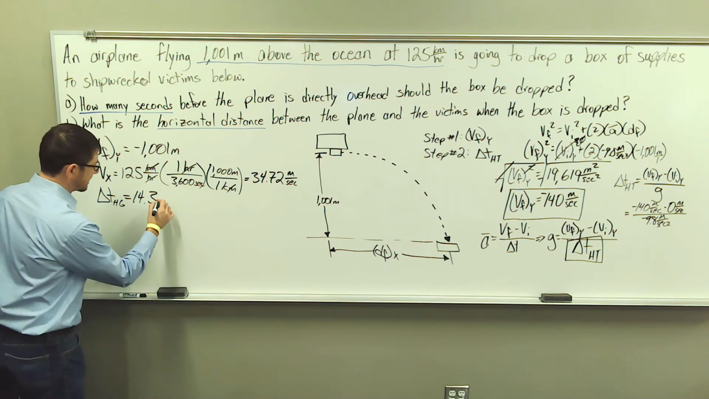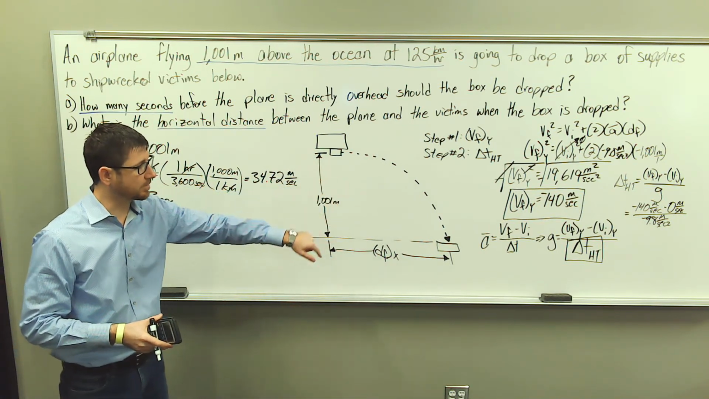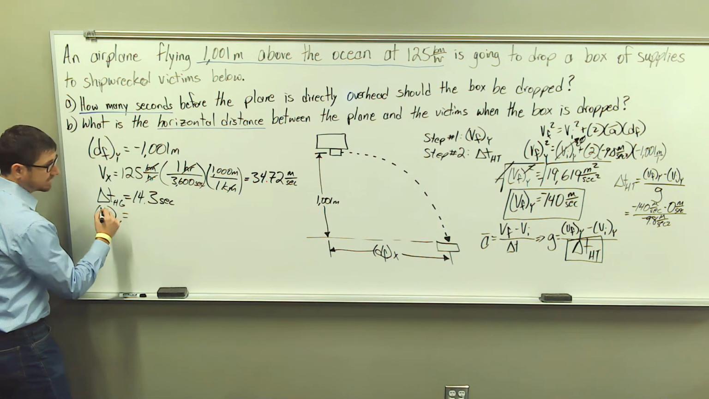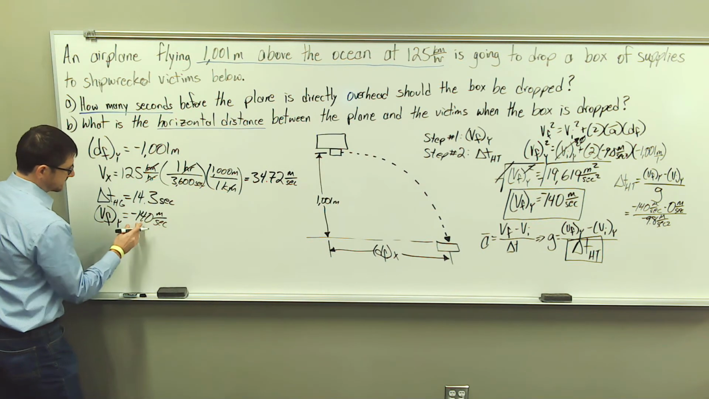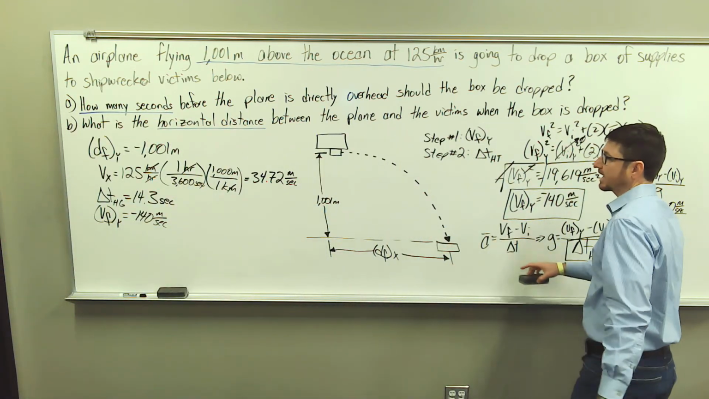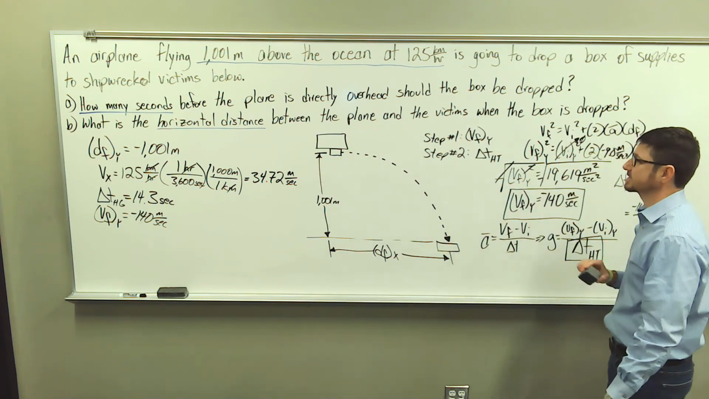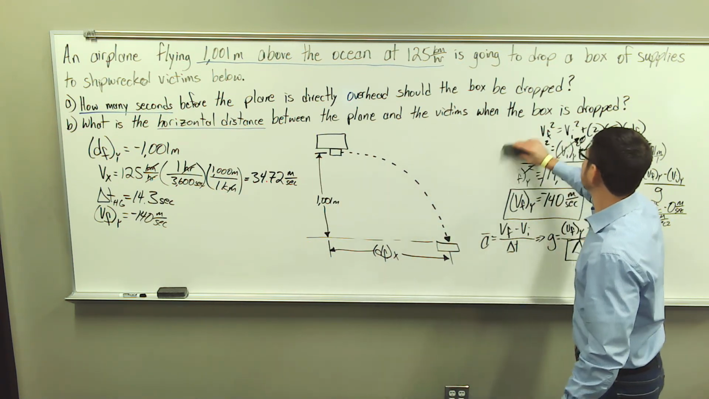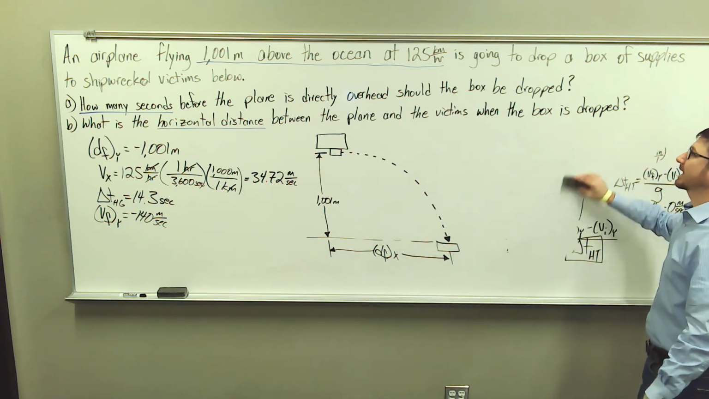14.3 seconds. I'm also going to erase this over here, so I'm going to copy down the final velocity in the y direction as well. And that is negative 140 meters per second. And we're obviously ignoring aerodynamic drag here. Okay, so part A, how many seconds before the plane is directly overhead should the box be dropped? 14.3 seconds.